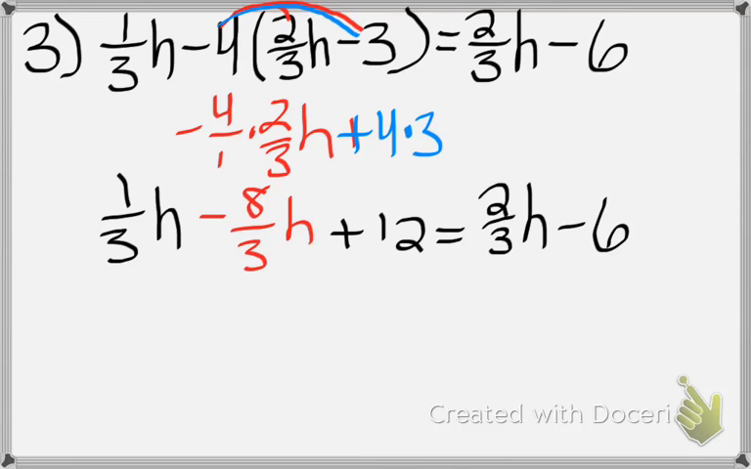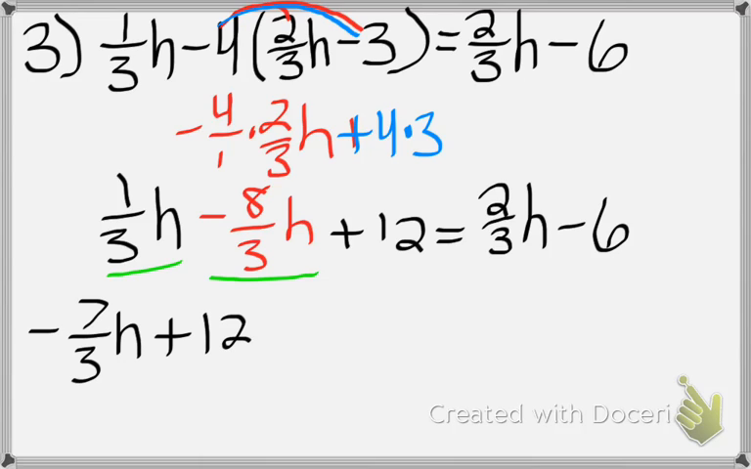This is important. So here, I'm even going to color code this. These two items right here, you know you're subtracting because of what's in front of the second one. 1/3 minus 8/3, that's 1 minus 8. That is going to give us negative 7 over 3, so negative 7/3 h. The plus 12 is still there. And now I'm just going to drop everything else down.